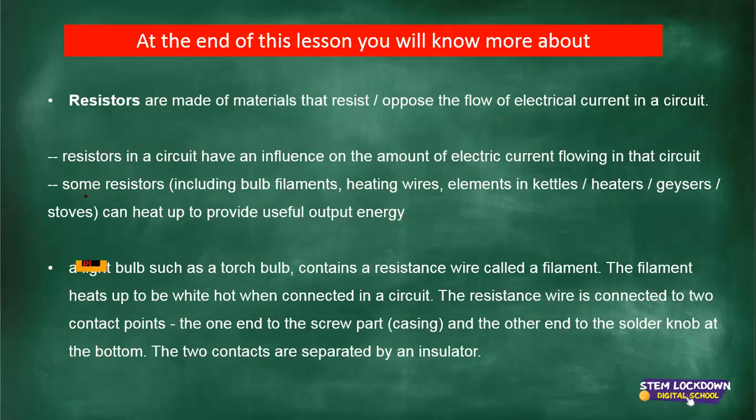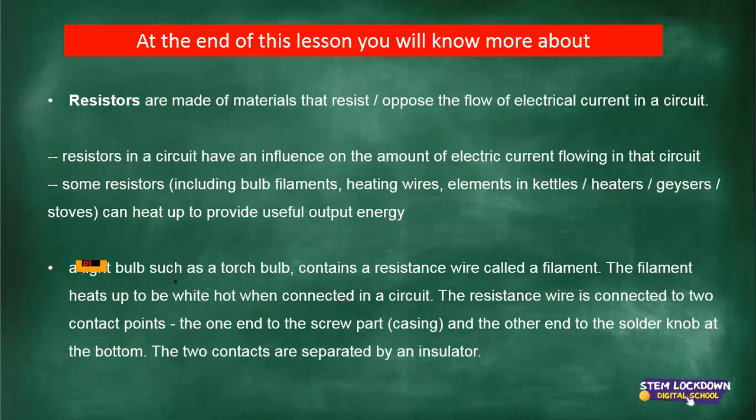Some resistors include bulb filaments, heating wires, elements in kettles, heaters, geysers, and stoves. They can provide useful amounts of output energy. By controlling the flow of electric current in a circuit, you actually control how much heat is given off, and this protects you. It prevents dangerous happenings.